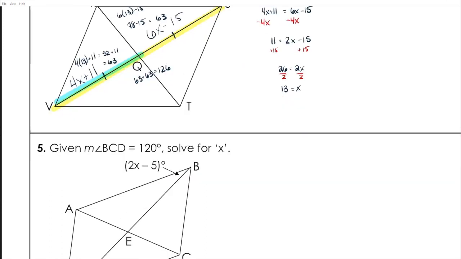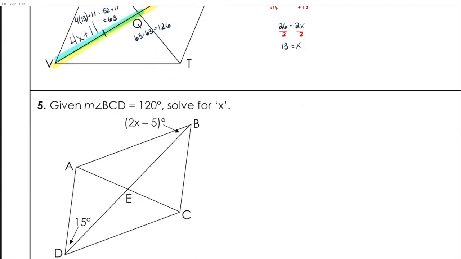Number 5, they tell us that angle BCD is 120. So BCD, so B to C to D, so that's this whole angle. And it told us that that guy is 120. And they labeled our diagram with ABE being 2x minus 5 and ADB being minus 5.